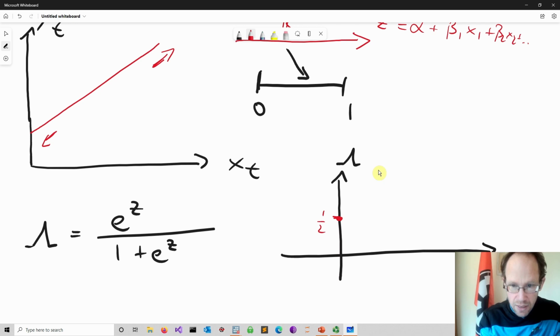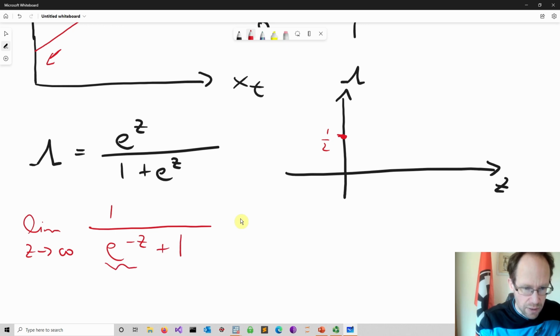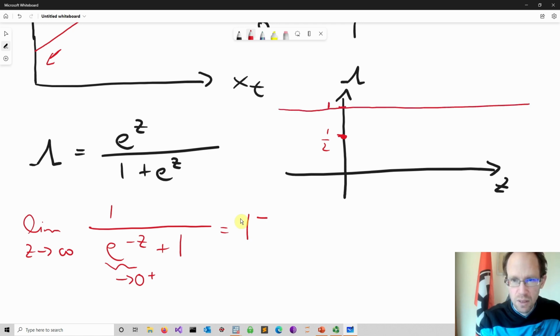If I take very large values of z, I could explore the limit of it. So if I take the limit of z going to plus infinity, I can just divide by e to the power of z, and I basically obtain that. This term here will go to 0 from above, so this will go to 1 from below, so you approach 1 from below. We are somewhere here, so that's our level 1, and you won't quite reach it.